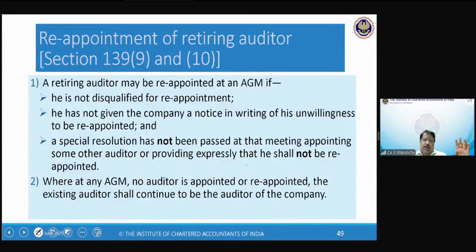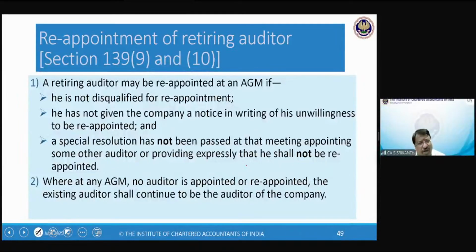But if you don't reappoint somebody, and it is not a rotational case, be very, very careful. It should not be a rotational case. Then the retiring auditor may be reappointed at an AGM for another 5 years or whatever. If it's a rotational case, beyond 10 years, a firm cannot be. Beyond 5 years, an individual cannot be. Okay. But other than rotational cases, a retiring auditor may be reappointed.